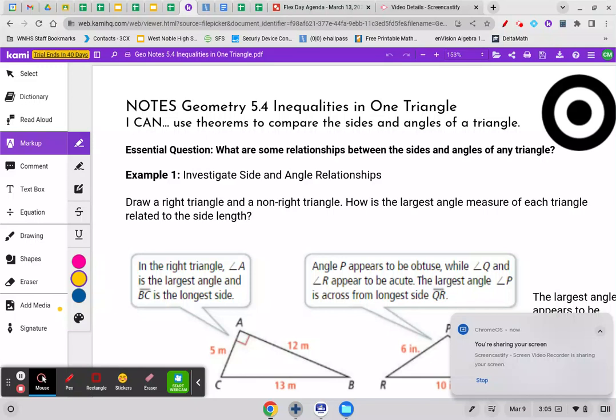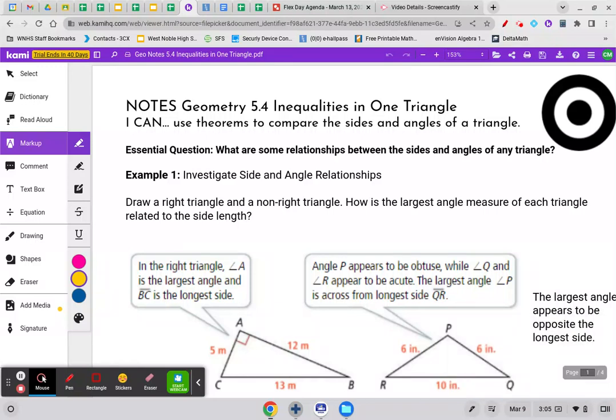Hi guys, today we are going to go over lesson 5.4, Inequalities in One Triangle. And this is the learning target: I can use theorems to compare the sides and angles of a triangle.